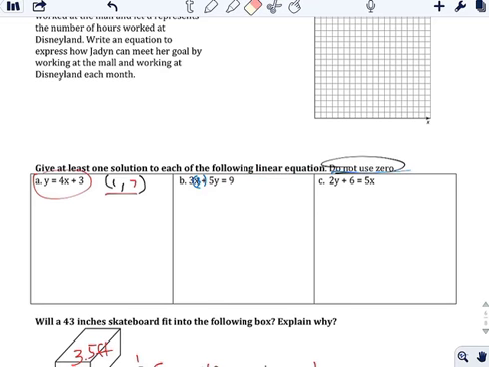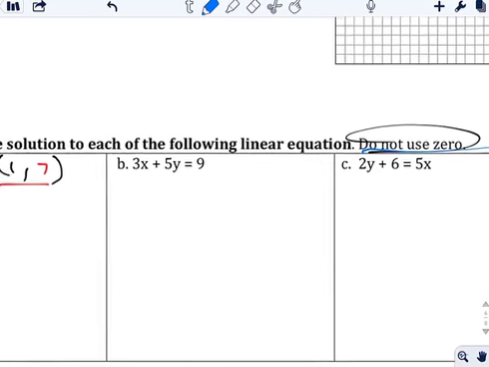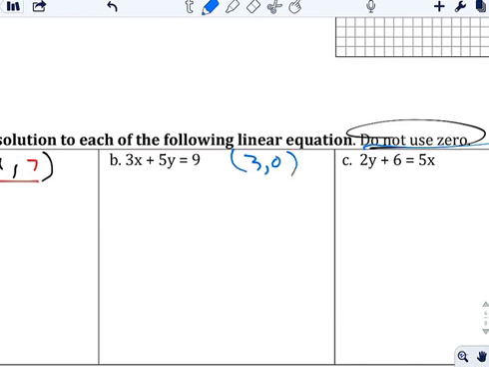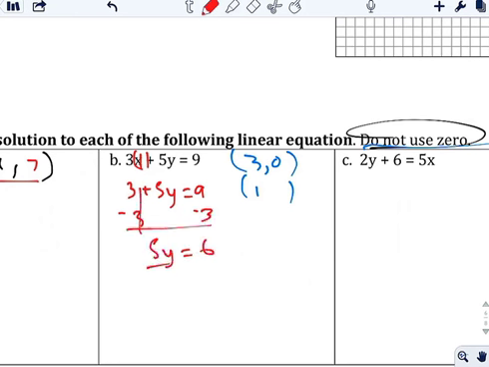Okay, you can't use 3. But 3, 0 is one of the solutions. I just want you to choose another one. Okay, let's say we choose 1. Choose 1 again. 3 plus 5y equals 9. Minus 3, that gives you 5y equals 6. Divide by 5, y equals 1 1/5. So if it's 1, 1 1/5 is your answer.